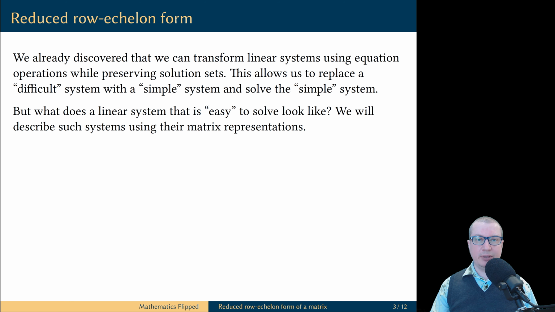We already started implementing our strategy for solving linear systems by discovering what we can do to a linear system to preserve the solution set. We proved that we can use equation operations to transform a given difficult linear system to an easy linear system, which is supposedly easy to solve. We need to have a very clear goal in mind. When we transform the linear system, what is that simple form that we're looking for? And we will describe these easy linear systems by using matrices.